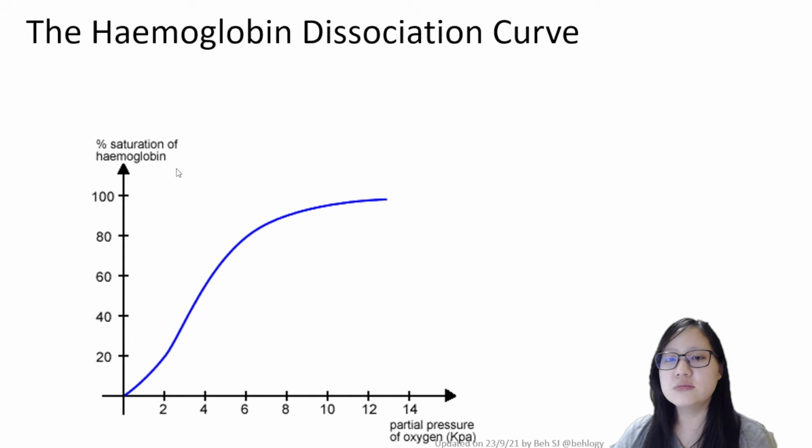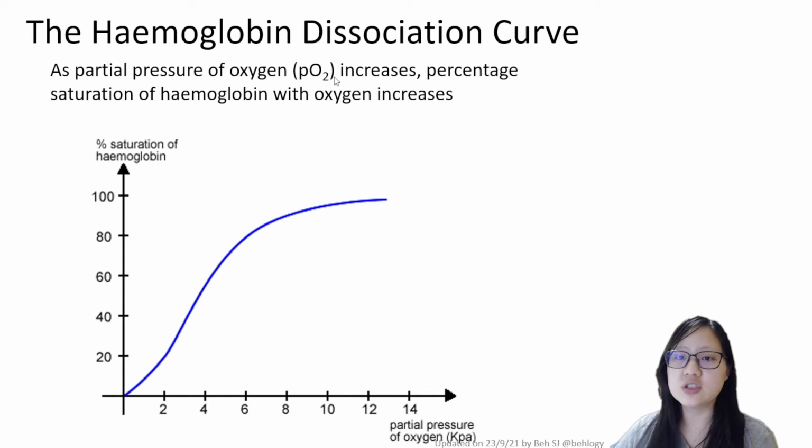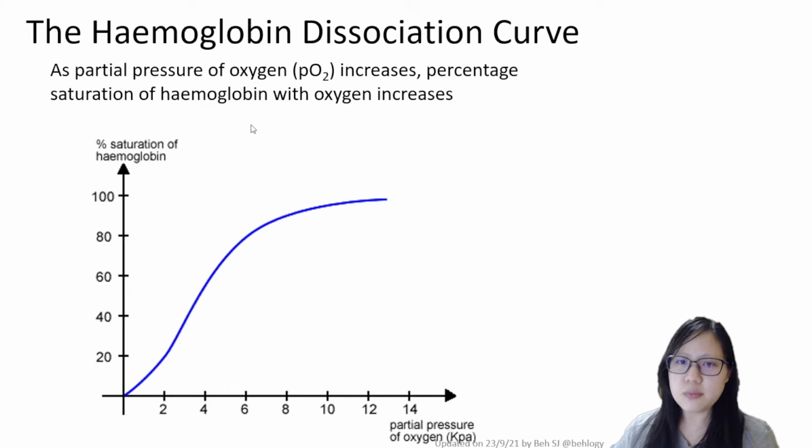Now what the curve shows is pretty straightforward. The idea is the higher the partial pressure of oxygen, the higher the percentage saturation of hemoglobin with oxygen. If I were to paraphrase this in layman language, this is what it will sound like. When there is more oxygen, the more it will bind with hemoglobin. That makes sense, right? More oxygen, more it binds with hemoglobin. But this is fancy terms, right? This is what the proper terms are. The hemoglobin dissociation curve is a graph of percentage saturation against partial pressure of oxygen. And as you can see, it is increasing.